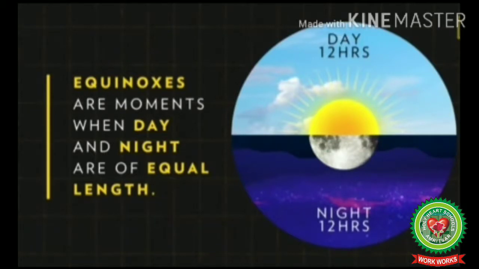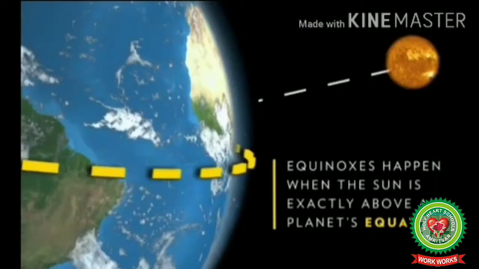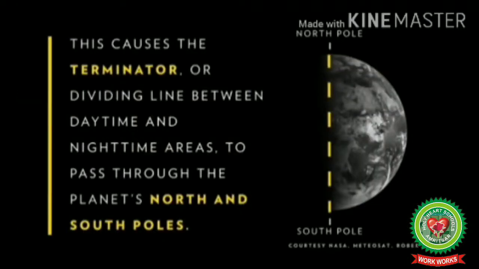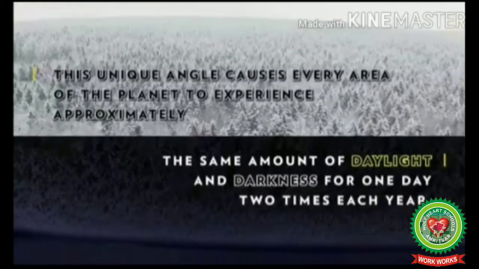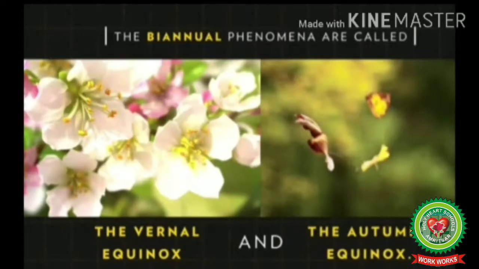Equinoxes are the moments when day and night are of equal length. Equinox happen when the sun is exactly above a planet's equator. This causes a dividing line between daytime and nighttime area to pass through the planet's north and south poles. This unique angle causes every area of the planet to experience approximately the same amount of daylight and darkness for the one day 2 times each year. The biannual phenomena are called the vernal equinox or the spring equinox and the autumnal equinox.